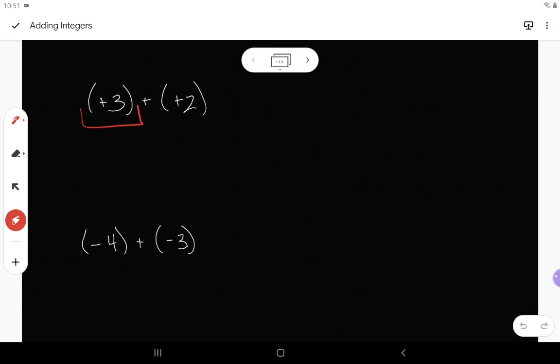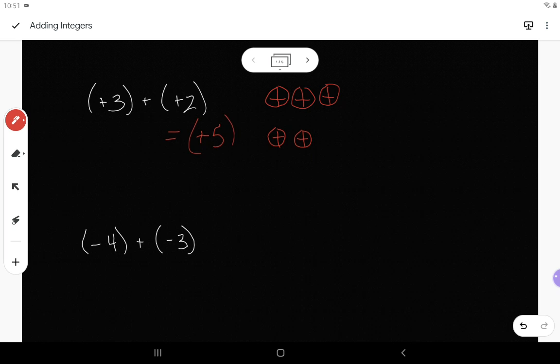I've got positive 3 plus positive 2. And so if I was to think about doing this using our integer chips, which is what we would have done in grade 7, I'd have my 3 positive 1s, and then I would add into that 2 positive 1s again. And so I can see that really I have my group of 3, and then I add in a group of 2, and together they just make a big group of 5. So my answer here would be positive 5.